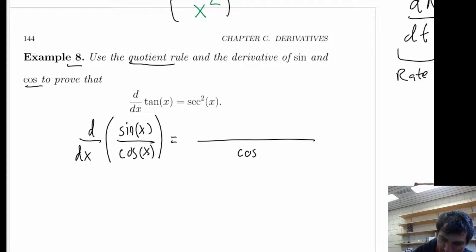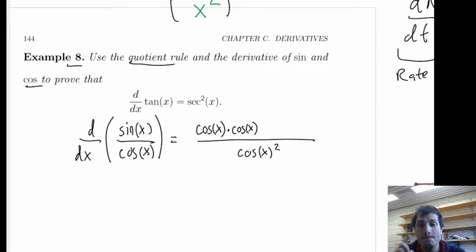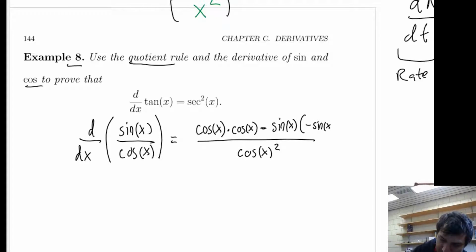Quotient rule says do the square of the bottom, do the derivative of the top, that's cosine, derivative of sine is cosine, times the bottom, that's cosine again, minus, and then now you do the top, which is sine, times the derivative of the bottom, which is minus sine of x. So the derivative of cosine is minus sine, that's this term. The derivative of sine is cosine, that's this term. And then you have to multiply by the other things. So that's what you got.